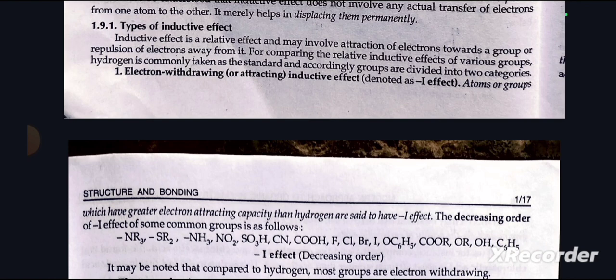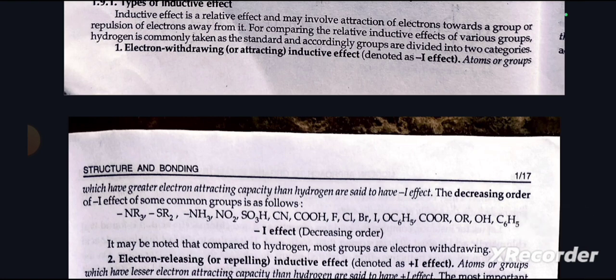1.9.1 Types of inductive effect. Inductive effect is a relative effect and may involve attraction of electrons towards a group or repulsion of electrons away from it. For comparing the relative inductive effect of various groups, hydrogen is commonly taken as the standard, and accordingly groups are divided into two categories.